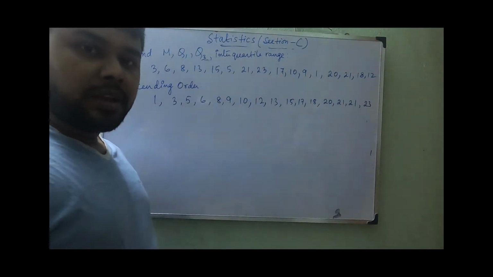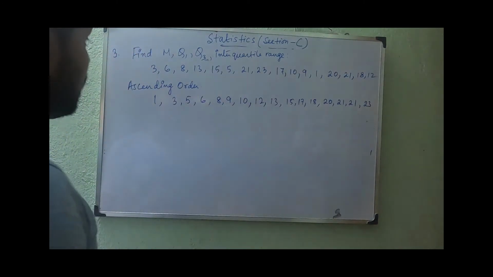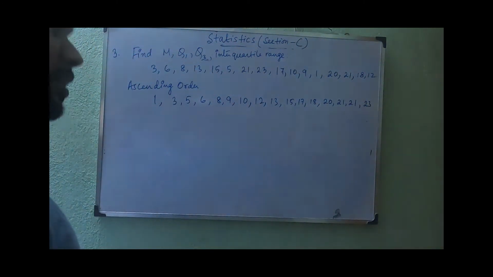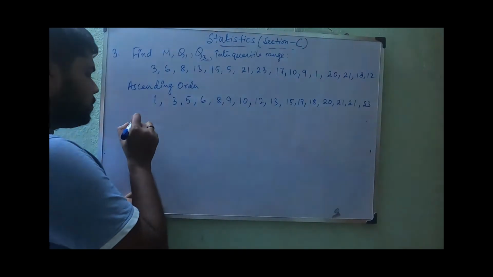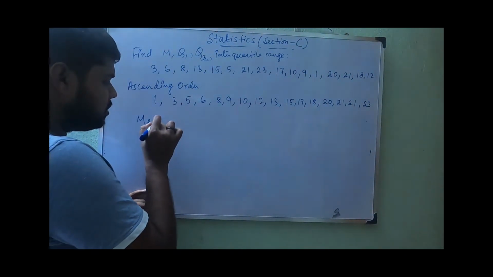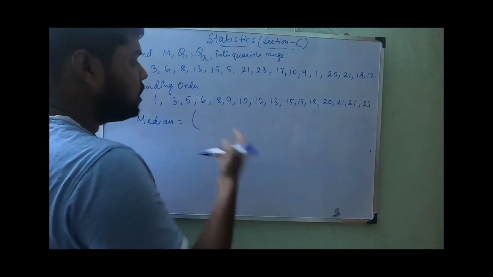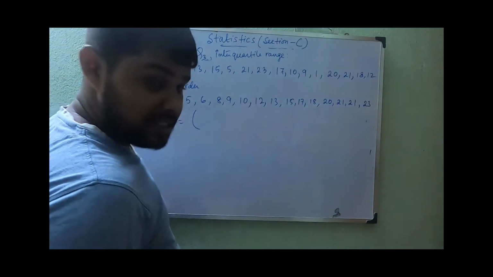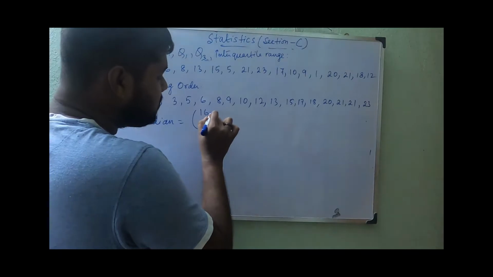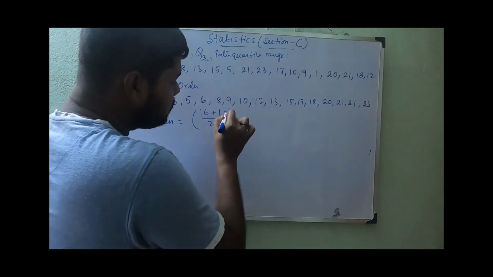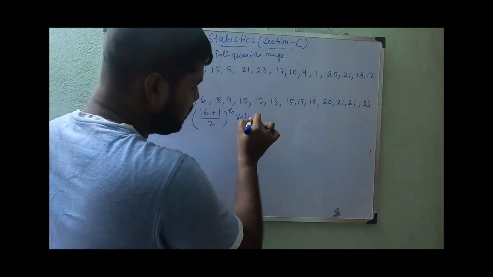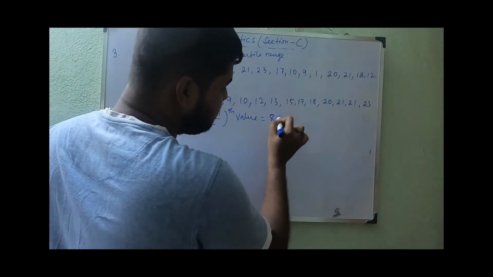Fine. Now what I need to do is find the median. Now I know what the median is. Median is equal to the (n plus 1) by 2th value. Now how many values are there? There are 16 values, so it will be the (16 plus 1) by 2th value, so that is the 8.5th value.